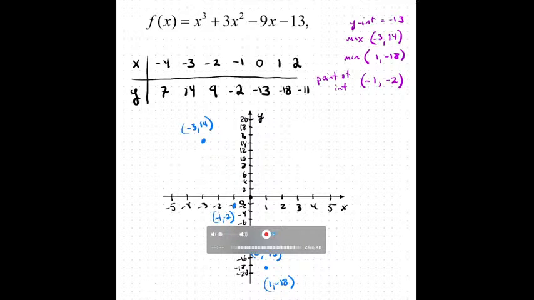And let's plot these other points. So we had -4, 7: 2, 4, 6, so 7 would be here. I think we did -3, 14 already. -2, 9: 2, 4, 6, 8, so 9 is there. -2, 9. Okay. -1, -2 is plotted. 0, -13 is plotted. 1, -18 is plotted. And then 2, -11.